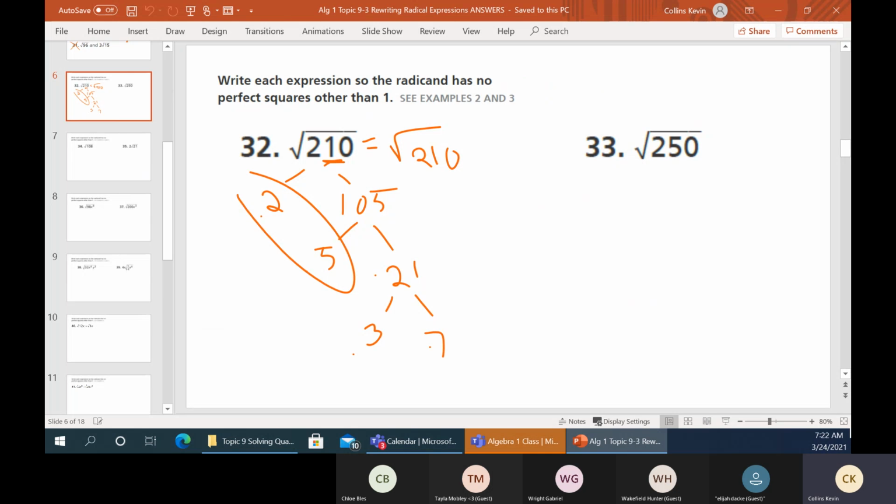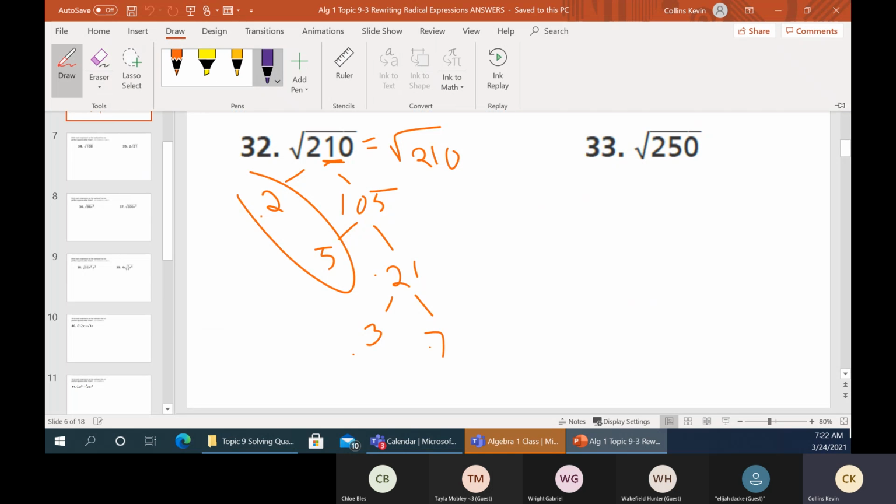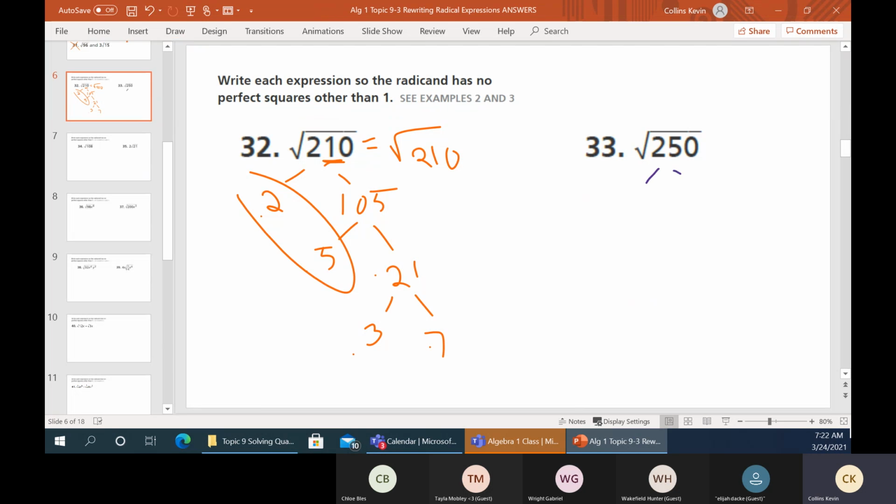So, something to write with here. Okay, so 250, we can definitely divide by 2, right? So then we have 2, and 250 divided by 2 is 125. In this case, 125 is not an even number, so we're done with 2.